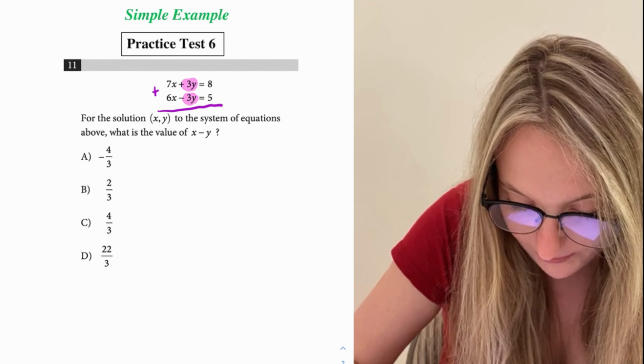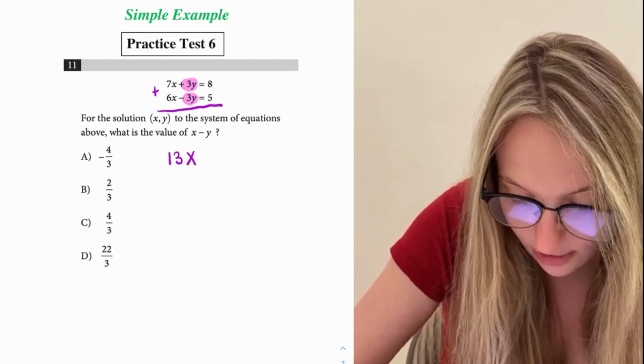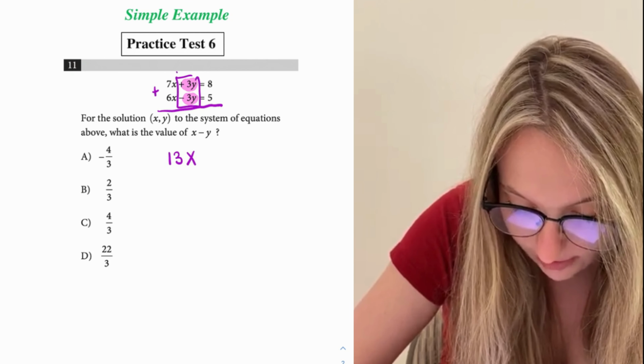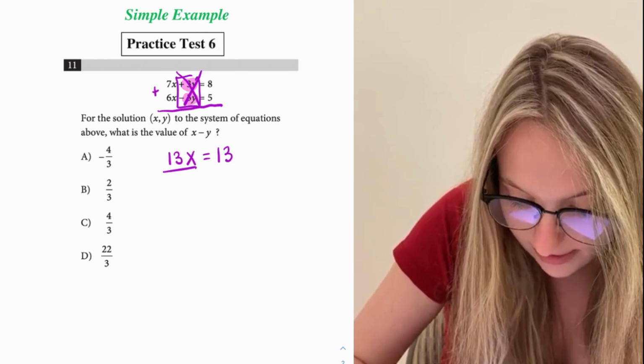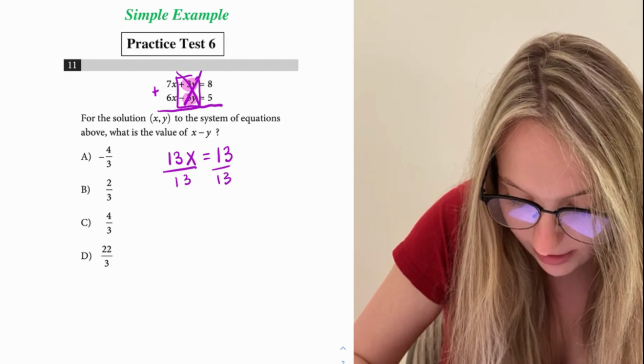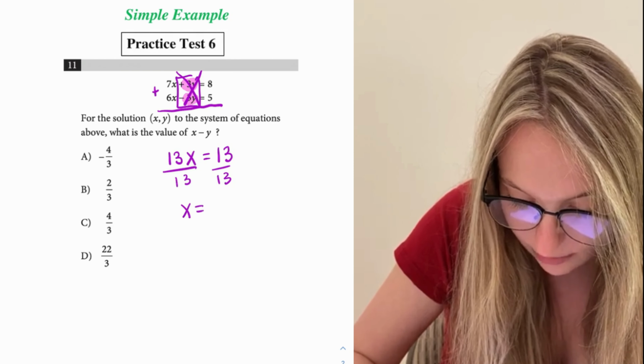So this becomes 13x, the y's, like we said, are going to cancel out, and that's going to be equal to 13. So obviously dividing both sides by 13, we get that x is equal to 1. All right, so they're asking us though for the value of x minus y.